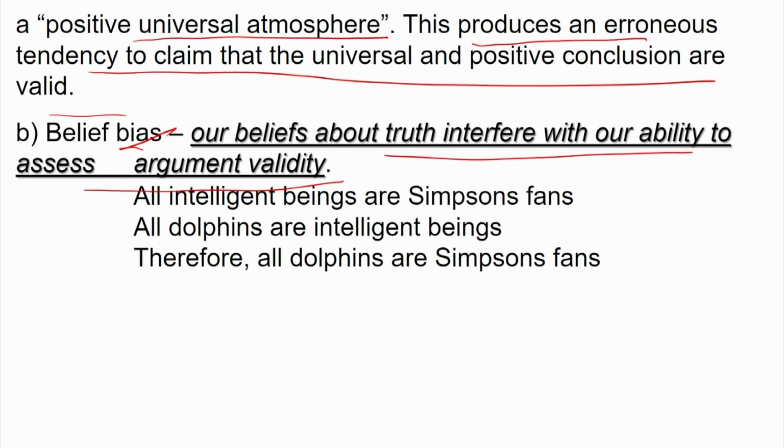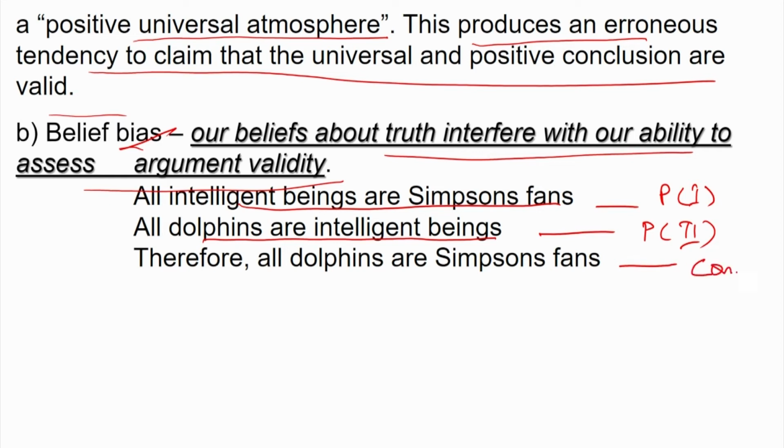For example, look at these statements. All intelligent beings are Simpson fans. All dolphins are intelligent beings. Therefore, this is premise 1 positively stated, this is premise 2 positively stated, and this is my conclusion which is again positively stated. But the moment you give this conclusion to people, they will say that this is not valid. Why? For statement 1, they look at the validity.